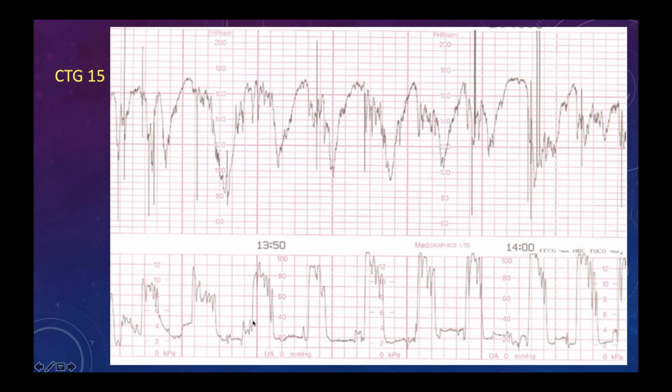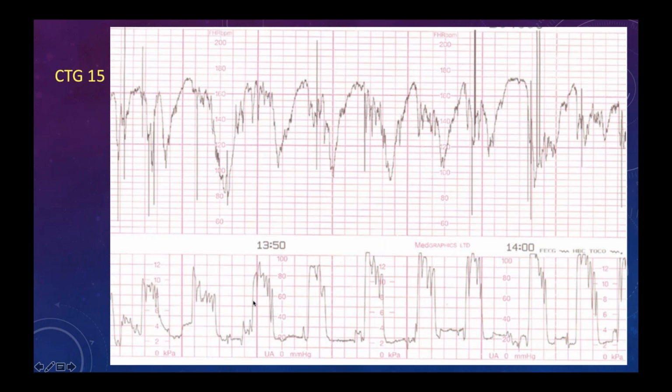And there are no accelerations and there are multiple decelerations. And decelerations are variable after the onset of contractions. So there are late decelerations. Ma'am, late decelerations more than 50% of the contraction. No, these are not late decelerations. Variable decelerations. Variable. No shape, no character.